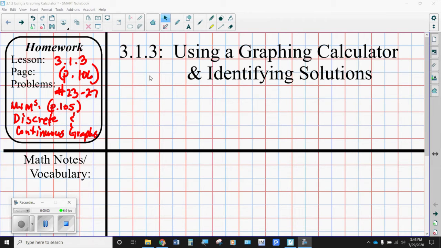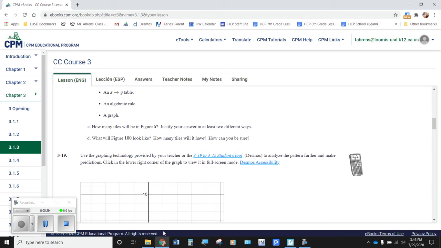Alrighty, today our third lesson of this chapter, 3.1.3, is going to continue working with the idea of finding a pattern with the tile patterns and being able to create a rule based on noticing the patterns. And we're going to take a look at one of the tools that you have available to you in your online book. I'll just go ahead and pull this up right now so you can see.